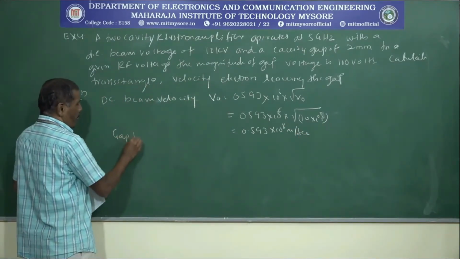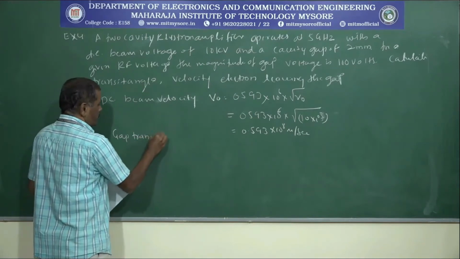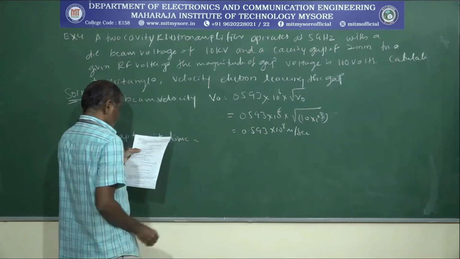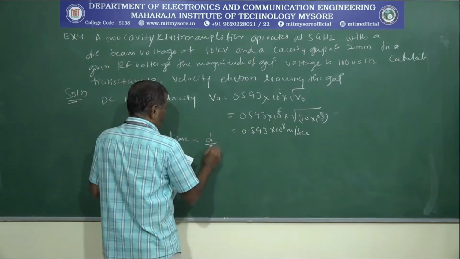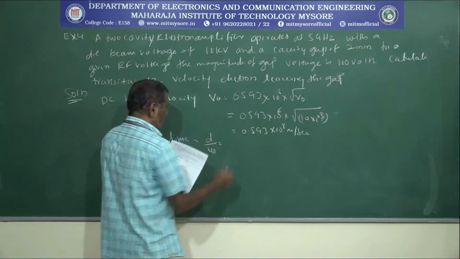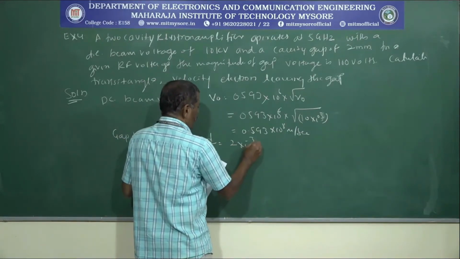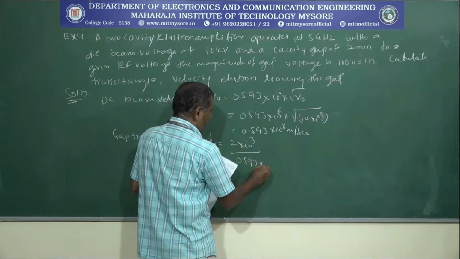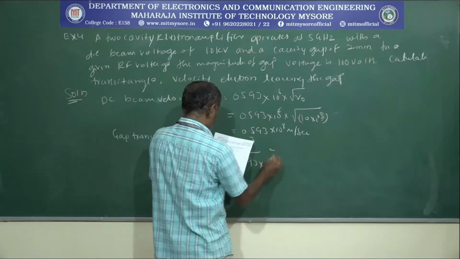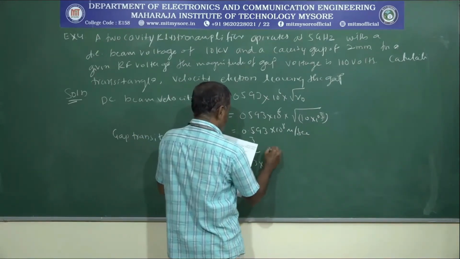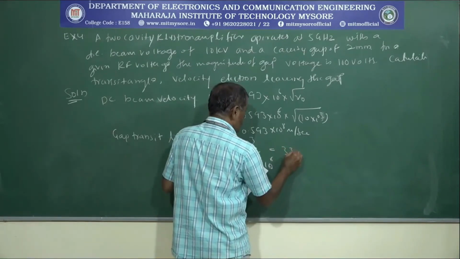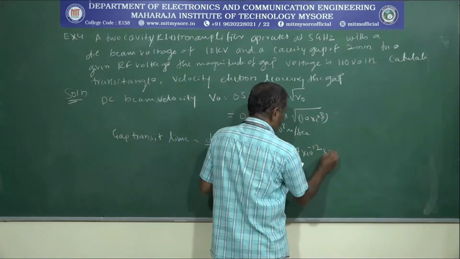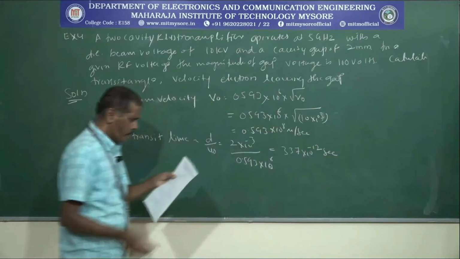Then gap transit time. So this is equal to d divided by u0. So this is equal to 2 into 10 to the power of minus 3 divided by 0.593 into 10 to the power of 6. So you are going to get it as 33.7 into 10 to the power of minus 12 seconds.